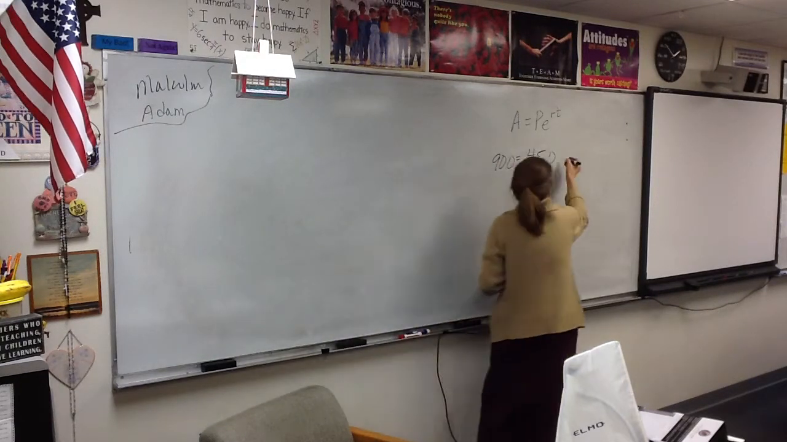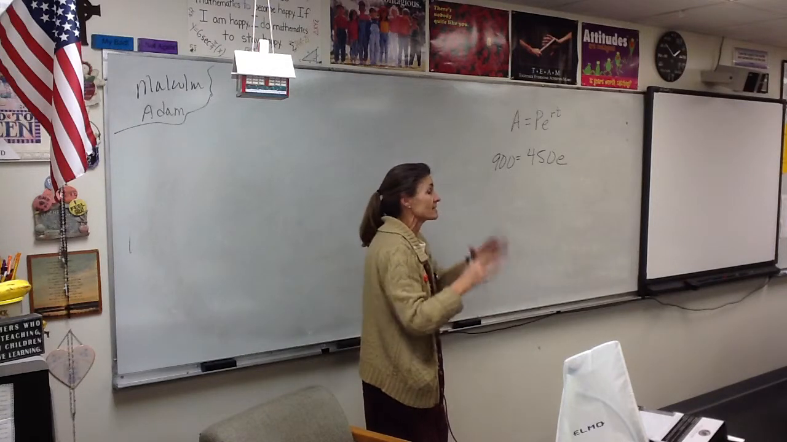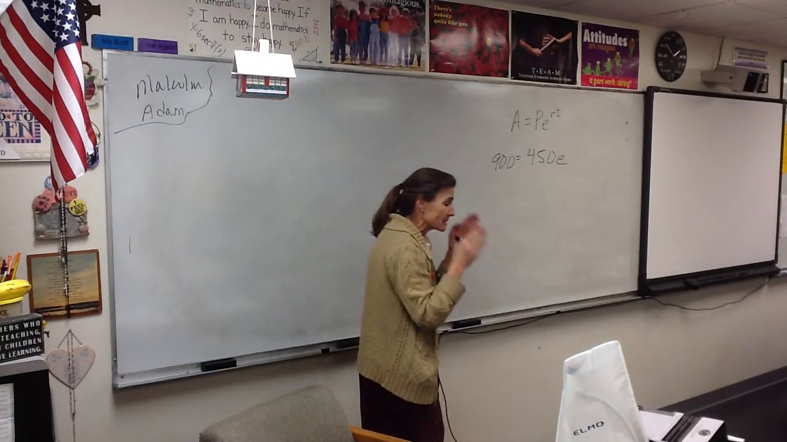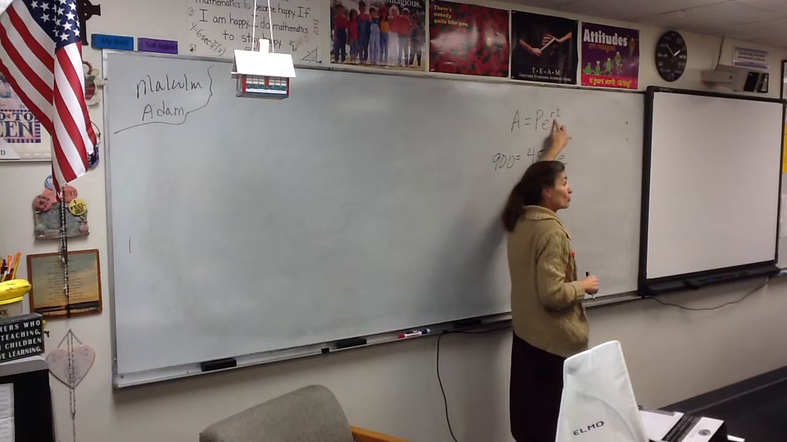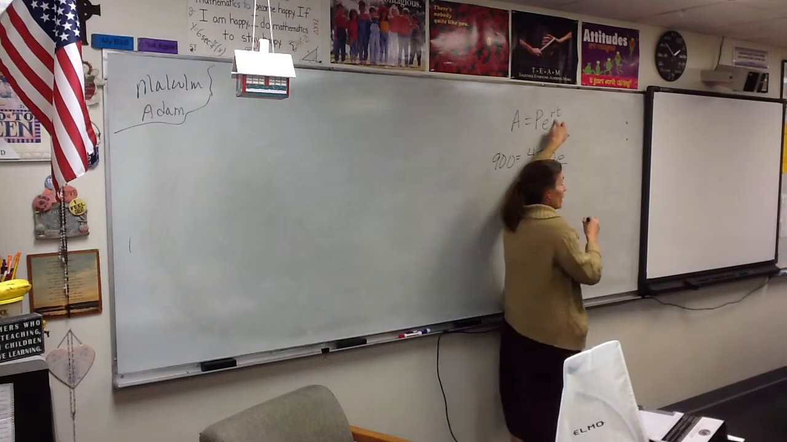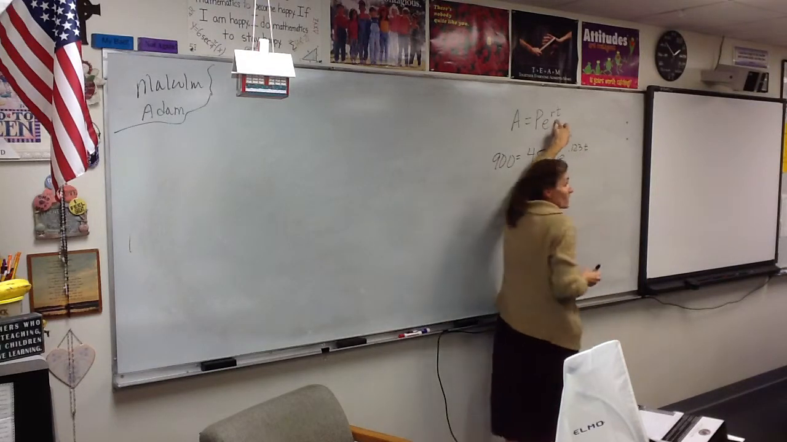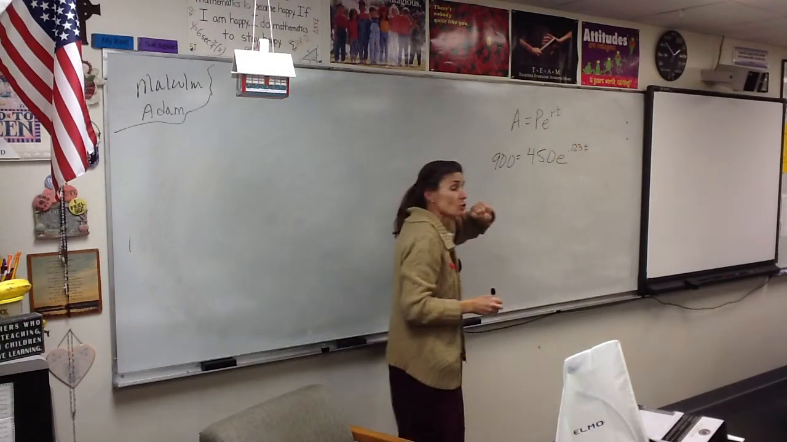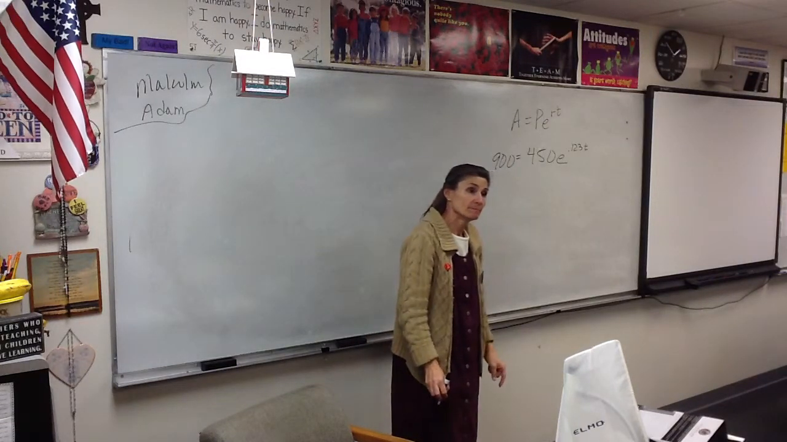Now, E is E. That's the same as the base of the natural logarithms, Euler's constant. That's not a variable. You just leave E. R is the growth rate, which you told me was 0.123. 0.123? Yeah, and then T stays the same. And T is what we are solving for because the question said, how long will it take, Timmy?